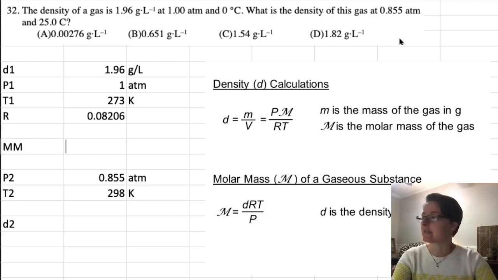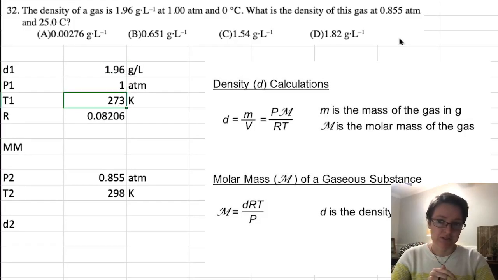and 0 degrees Celsius. In order to solve this problem, we are going to first write down all of our given information. So we've got the initial set of conditions from part one, where it tells us the density, the pressure, and the temperature. Notice that I've converted this temperature from Celsius to Kelvin, because whenever we're working with the ideal gas law, we definitely need to do our temperatures in Kelvin.